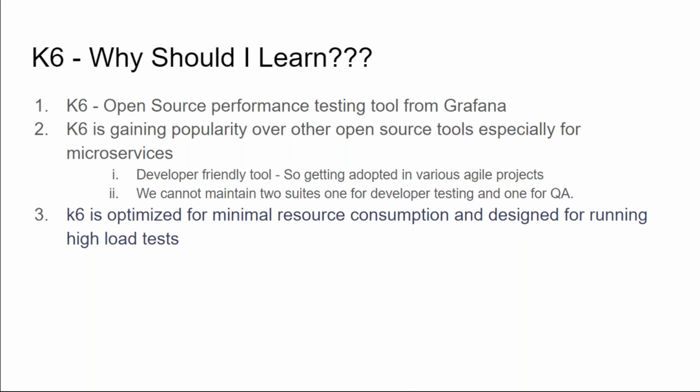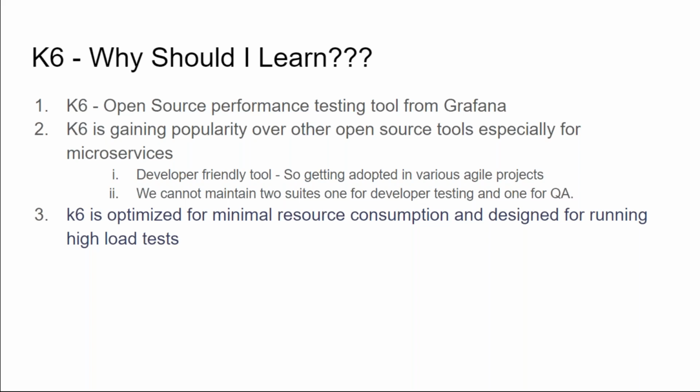So one important reason K6 has picked up in the last 1.5 years is that, as I said earlier, it has been acquired by Grafana, a very famous, very popular visualization tool. Because of this, the collaboration worked out very beautifully. Second, for web services, for your REST APIs, for your microservices, K6 seems to be the preferred one by developers, and eventually, because of that, we end up using that tool as well.